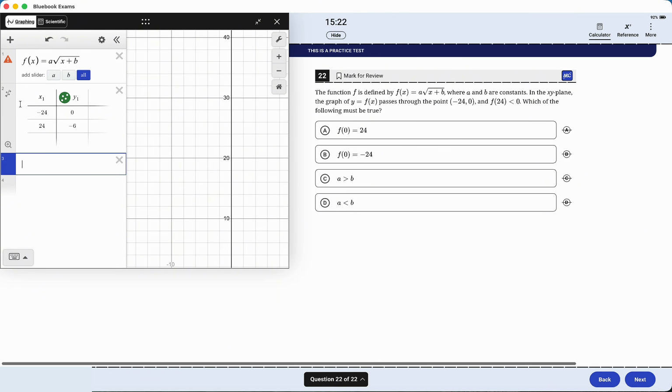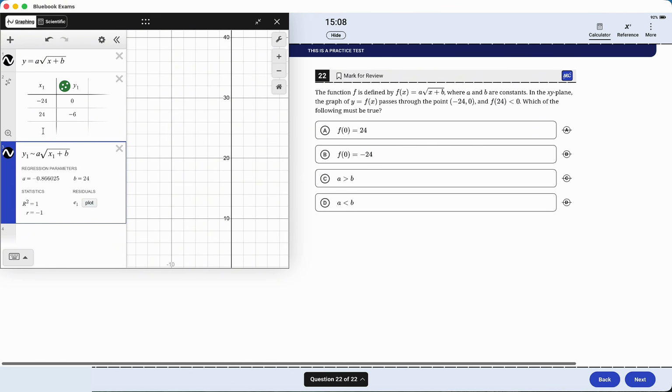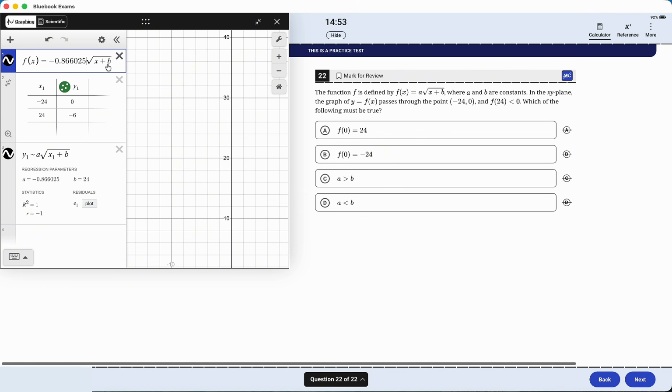Now I'm going to write my custom regression. The way a custom regression works is pretty simple. The table uses x1, y1, so to refer to the table we write y1, and then instead of an equals, use a tilde, and then we get the a times square root of x1 plus b. So you just replace y with y1, x with x1, and the equals with a tilde. And now I know what my a and b are. So now I can write this as a function. Let me go back to this. I can write negative 0.866025. We don't actually need all those numbers, but what the hell? And then 24.